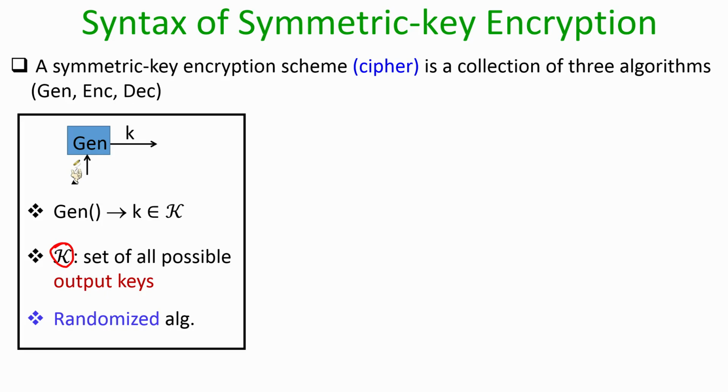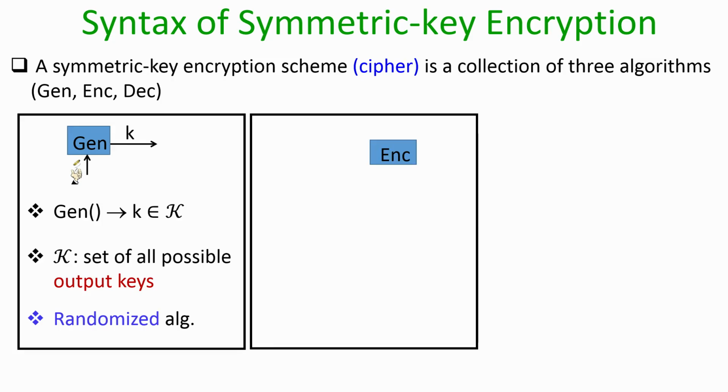So, for instance, if we know that a key generation algorithm is going to output a 256 bit key, then I know that this calligraphic K is the set of all possible 256 bit strings, namely the key space size of K is 2 to the power 256. And as I said earlier, this key generation algorithm is going to be a randomized algorithm.